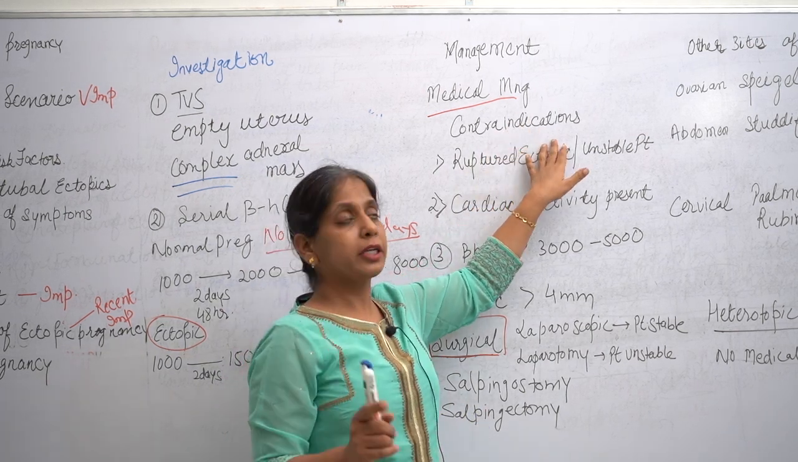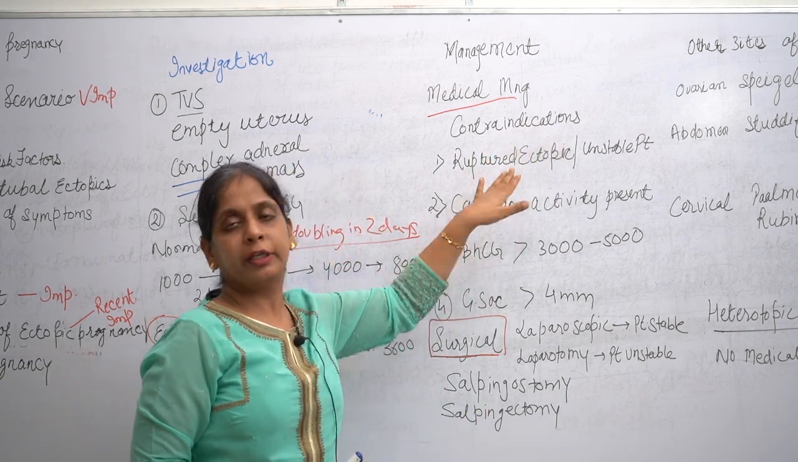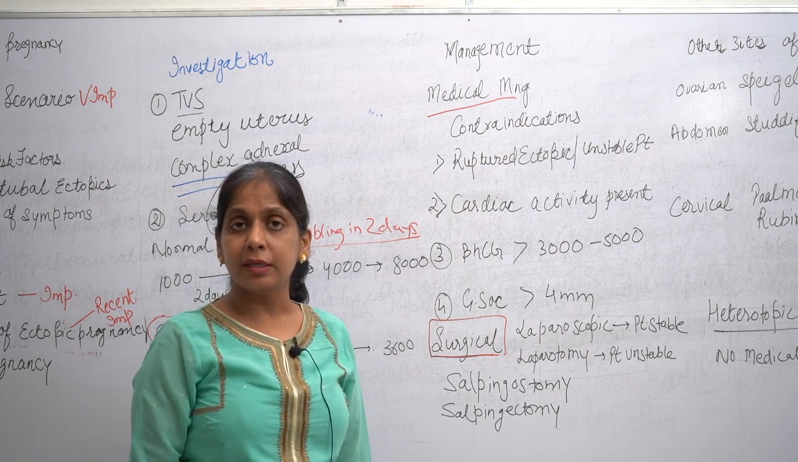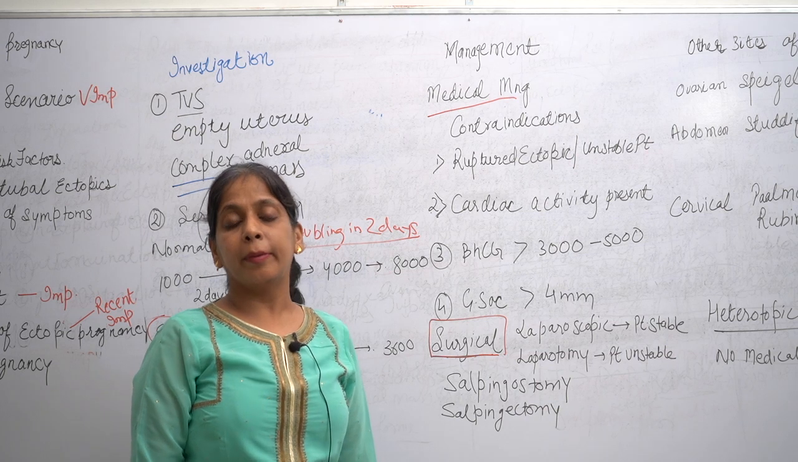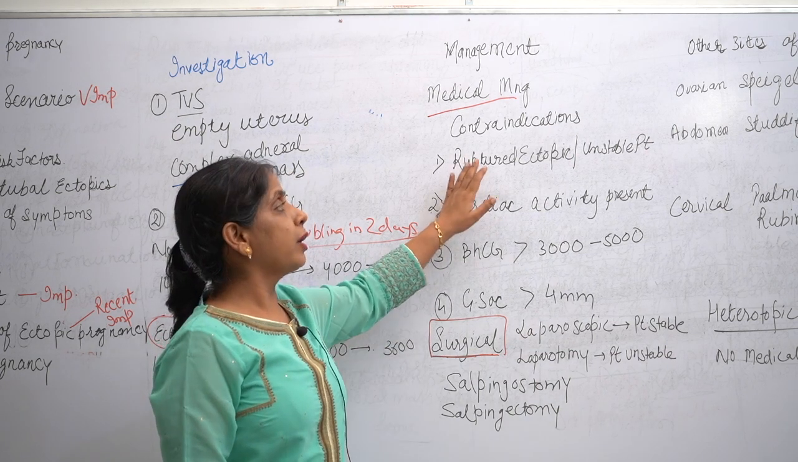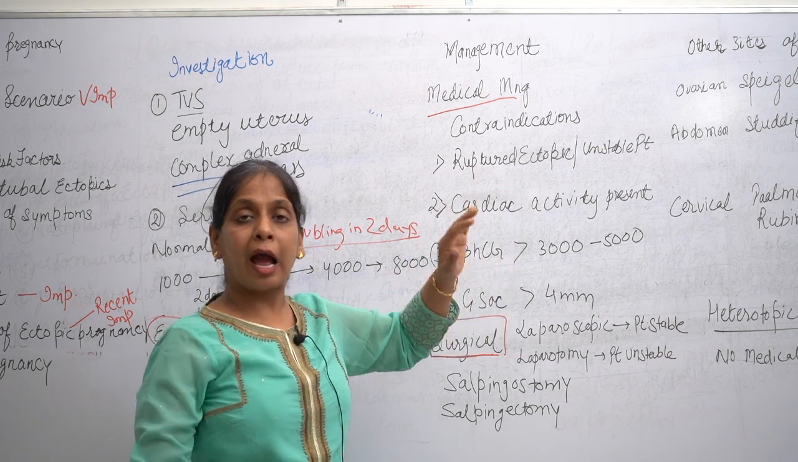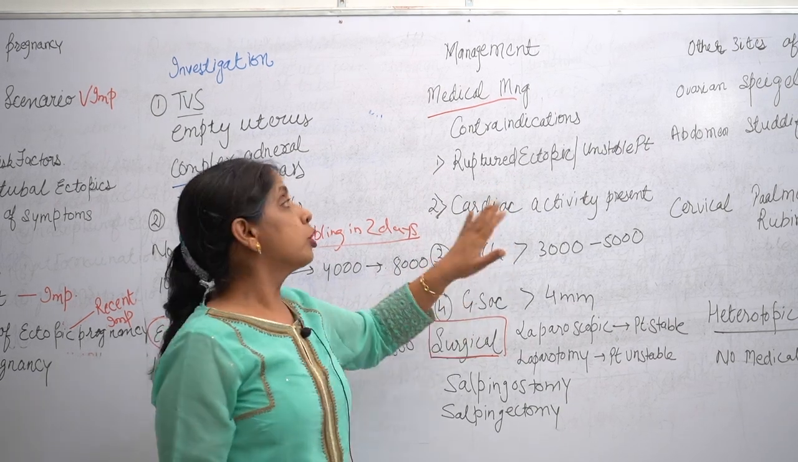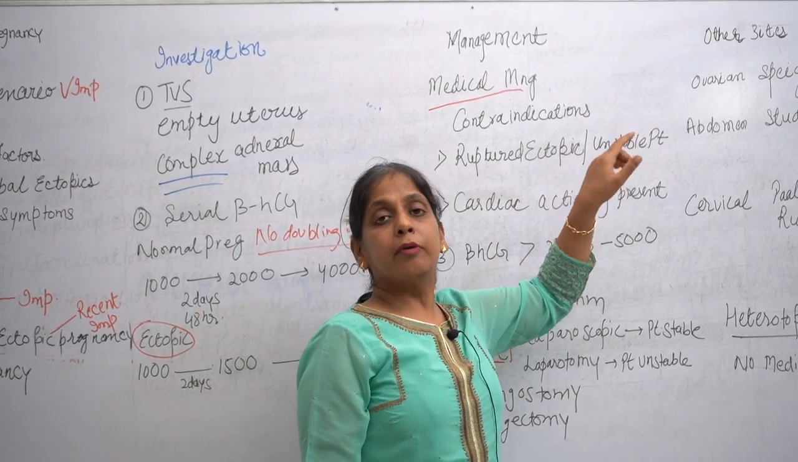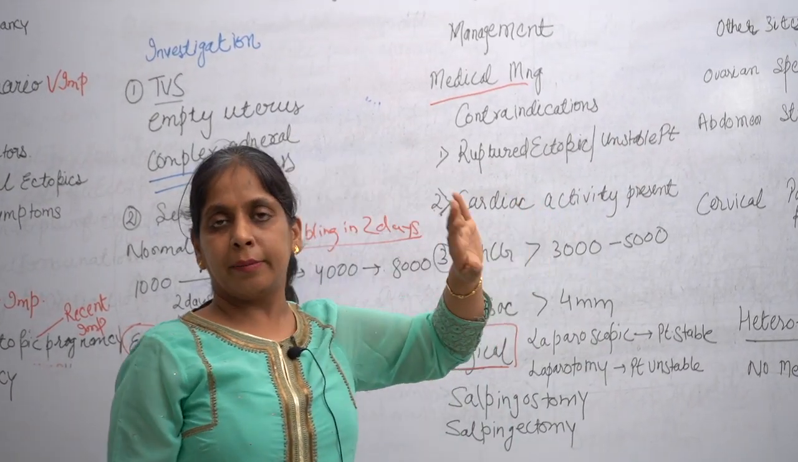The first contraindication of medical management is a ruptured ectopic, because in a ruptured ectopic bleeding is occurring from the tube, with intraperitoneal hemorrhage and a lot of blood being collected. We have to stop that bleeding first. So in a ruptured ectopic or an unstable patient, we are not going to do medical management.